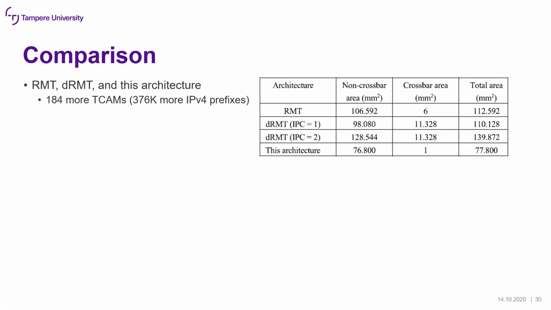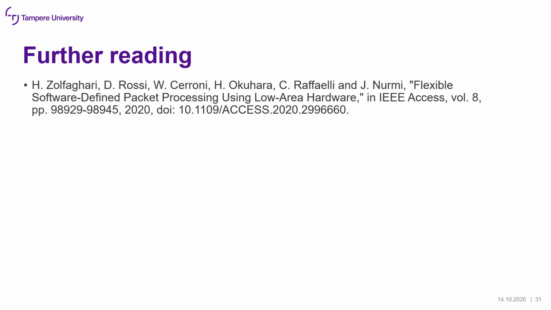And here we have a final comparison of this architecture and RMT and 2 variants of RMT. So with this area savings, we can integrate 184 more TCAMs, which translates to 376,000 more IP version 4 prefixes. So there were a lot of technical details. If interested, please refer to this paper.